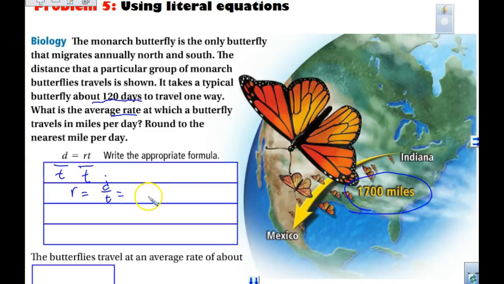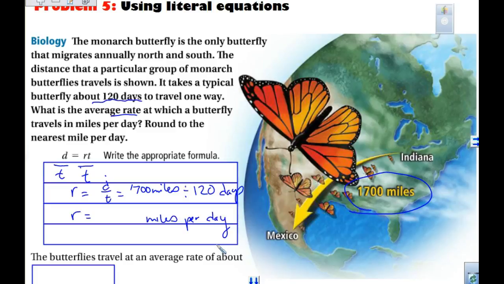If I'm looking for the distance, Haley, what was our distance? How many miles in our picture? 1,700. So I'm going to take 1,700 miles. And Maya, what was our time period that they told us when we were reading? Right, so this is divided by 120, right, days. Our answer, when we look at that, our rate is going to be in so many miles per day.